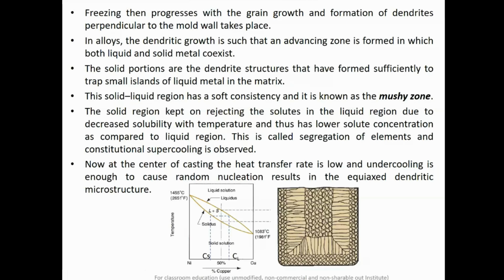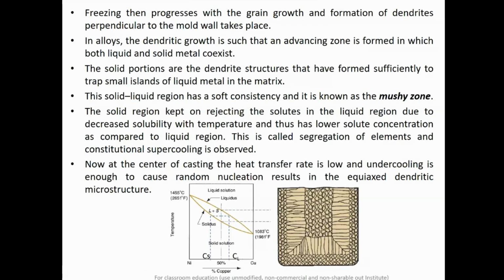As we have already discussed in the solidification of welded components, in the alloy system this grain growth takes place in the form of dendrites. It happens due to the rejection of solutes into the liquid portion, and the solidified portion acquires the dendritic shape. Between these dendrites, liquid metal is trapped, and this particular region where solid and liquid coexist is known as the mushy zone.